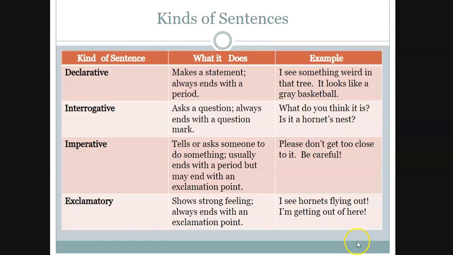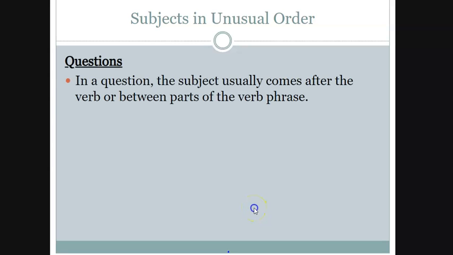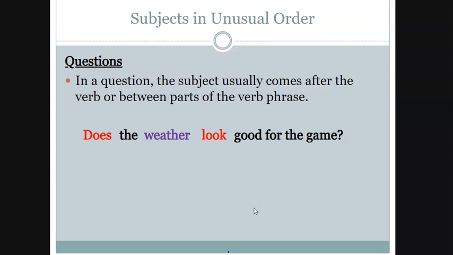Subjects in unusual order, yeah? Questions. In a question, the subject usually comes after the verb or between parts of the verb phrase. Does the weather look good for the game? It's a verb phrase. Does the weather look good for the game?